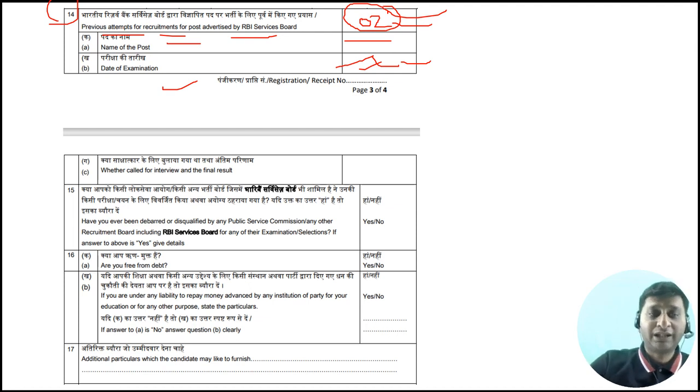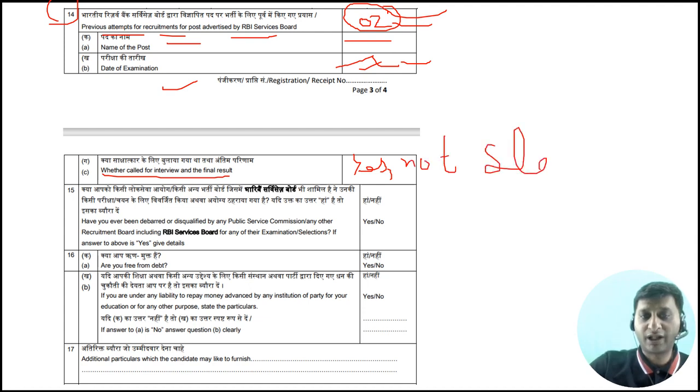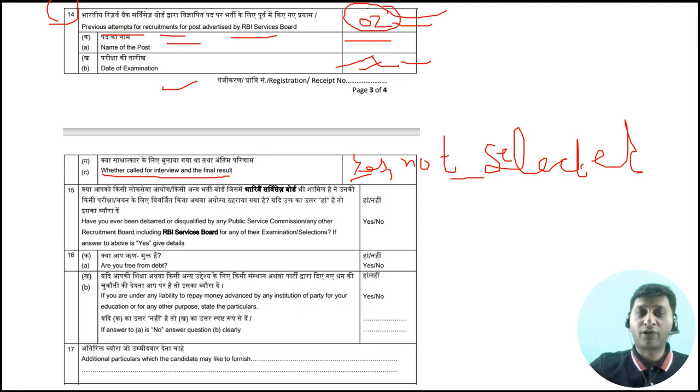Okay. And then they're asking you whether called for interview and the final result. So here, if called for interview, you can write yes, and final result you can write not selected. Or if selected, say you were selected in RBI Assistant, you can write yes, I was called for interview, selected but not joined. And if you're not called for interview, you can just mention no here, right? And then these are very trivial columns.